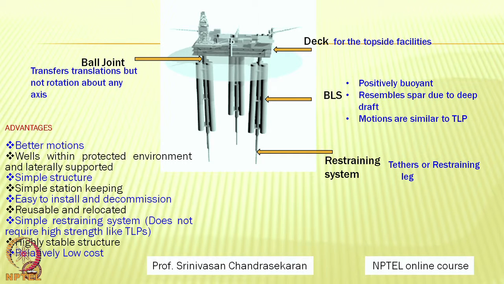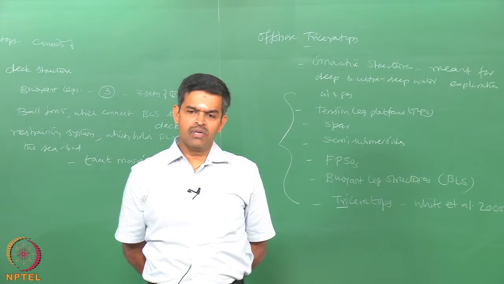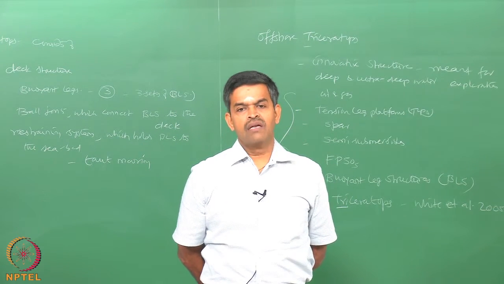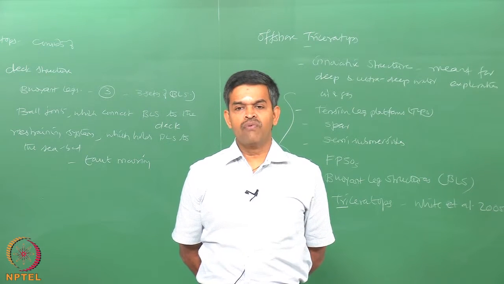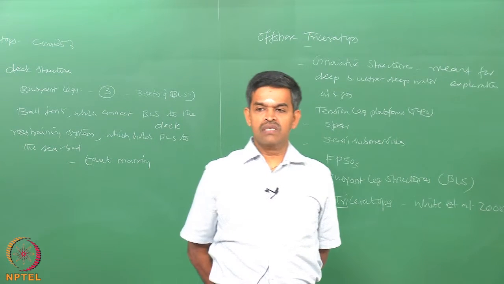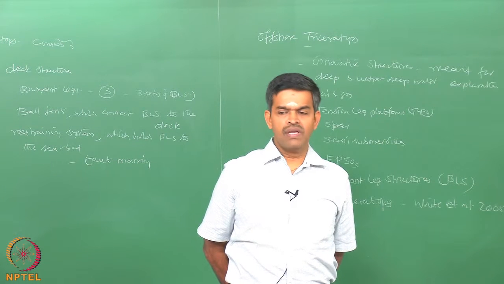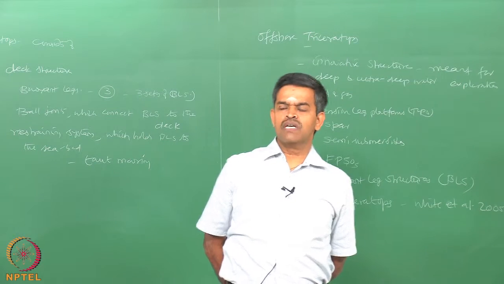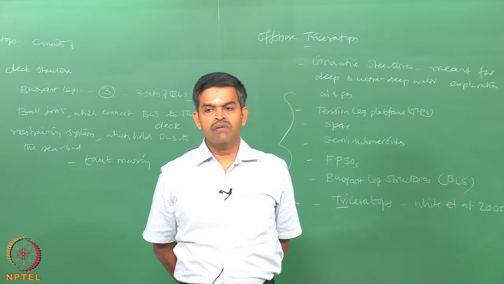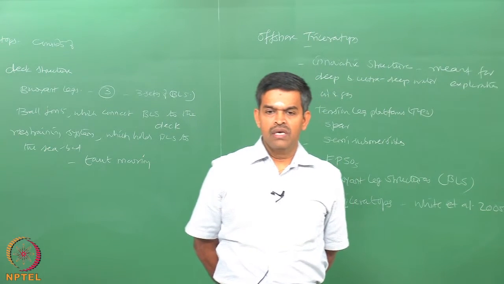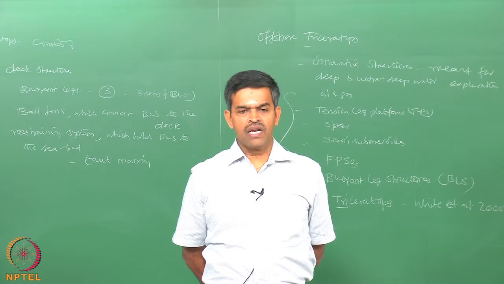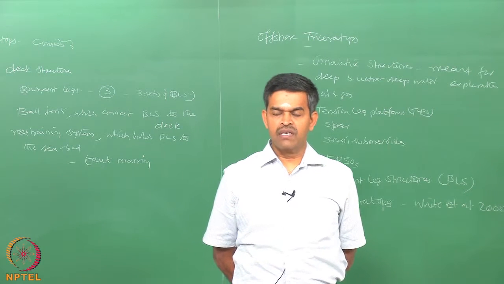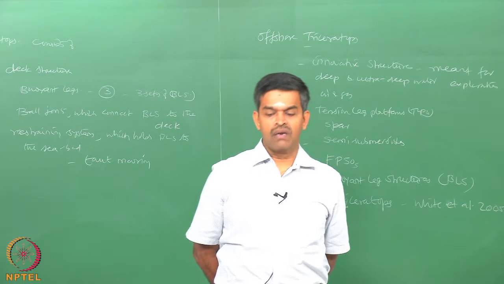It has got a very simple restraining system which is similar to that of a TLP, but does not require high strength like a TLP because the axial force on these tethers is far lesser, because buoyant leg structures are very highly positively buoyant systems. It is a very highly stable structure and relatively low cost because the investment in terms of commissioning, erection and installation is far lesser compared to that of any other parallel structure which is meant for ultra deep waters.